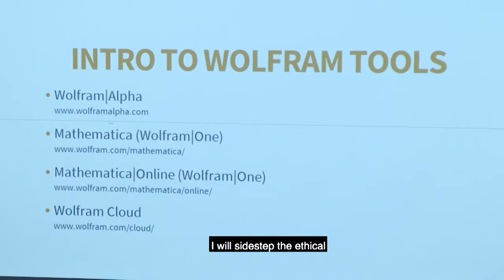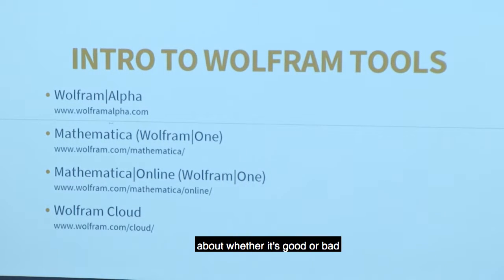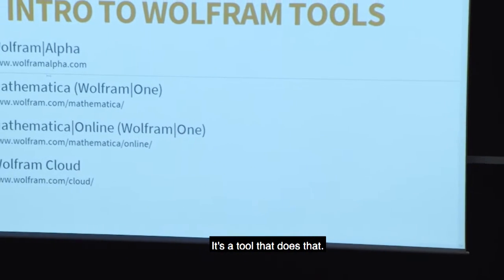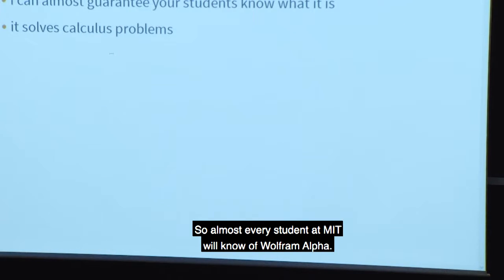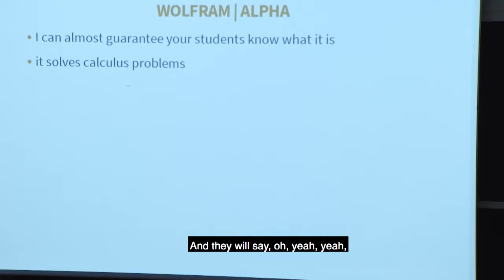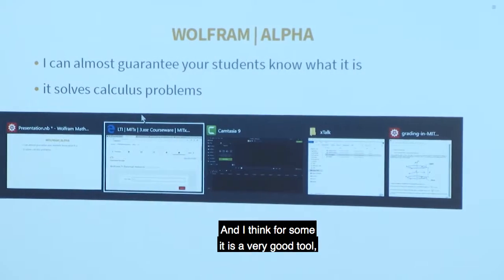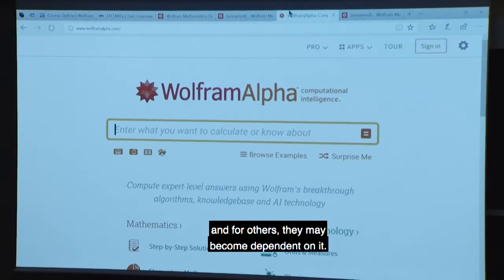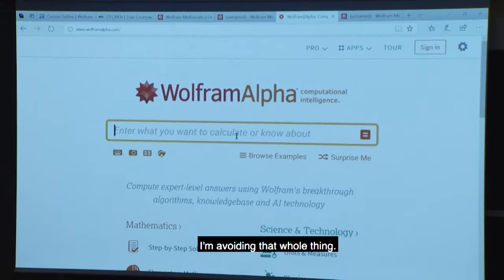I will sidestep the ethical and moral, philosophical quandaries about whether it's good or bad to give students that type of access to information. But that is what it is. It's a tool that does that. And yeah, almost every student at MIT will know of Wolfram Alpha. And they will say, oh yeah, I used it in high school to do calculus. And I think for some it is a very good tool, and for others they may become dependent on it. But for the purposes of this moment, I'm avoiding that whole thing.